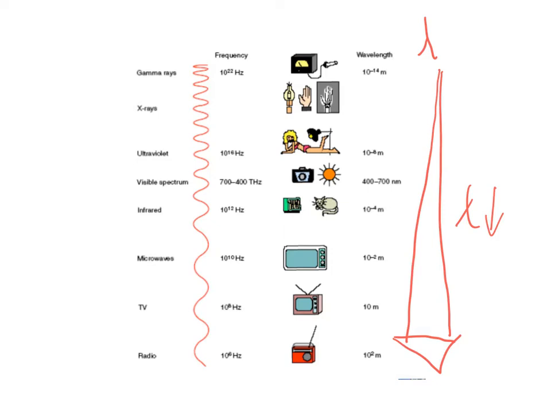whereas gamma radiation is of the order of 10 to the minus 14 meters. Now, that is extremely small. That is smaller than the diameter of atoms, and that is one of the reasons why it is so dangerous, because it has the ability to actually knock protons out of the nucleus of atoms. 10 to the minus 14 meters is of the order of the diameter of a nucleus.